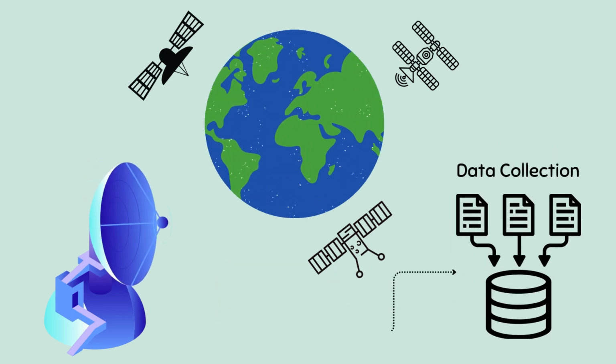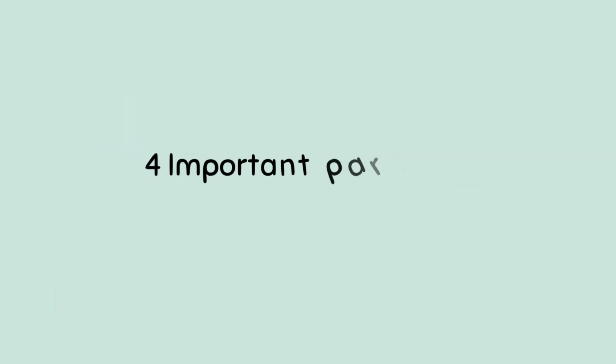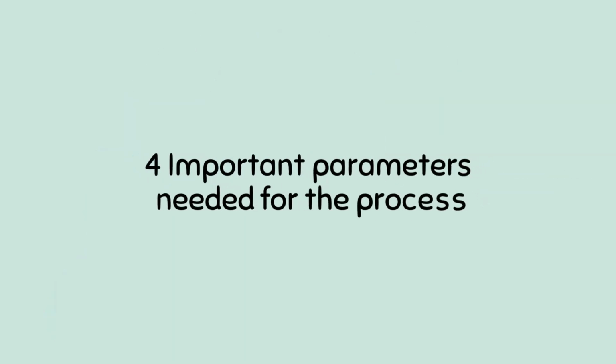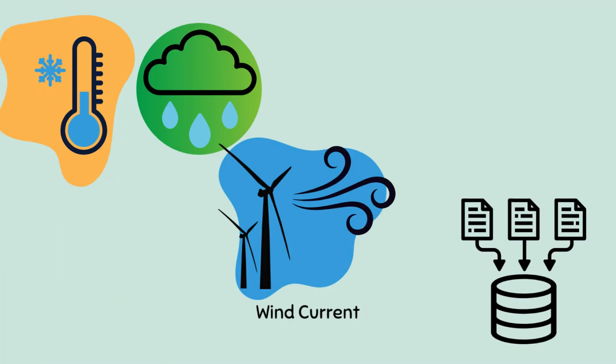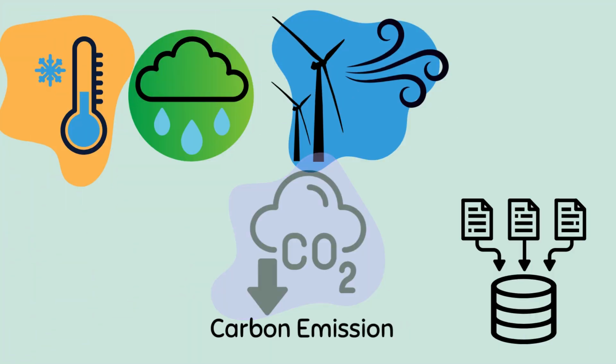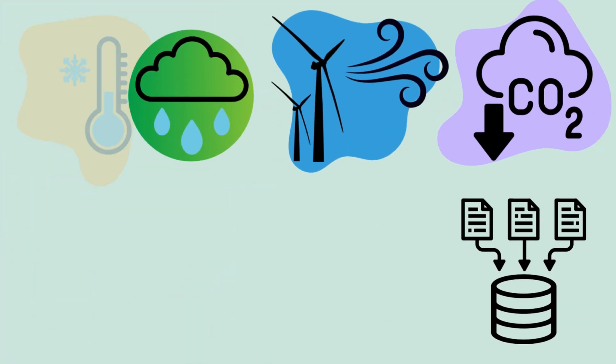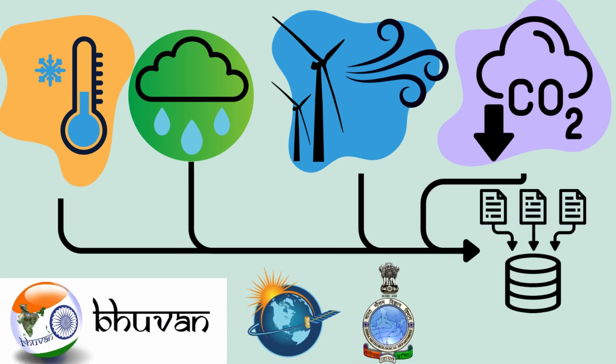Along with these images, the system needs data of environmental parameters. Four important parameters include temperature, precipitation, wind patterns, and carbon emission. These environmental data will be collected from the platforms of Bhuvan, NASA Power, and Mosam IMD.